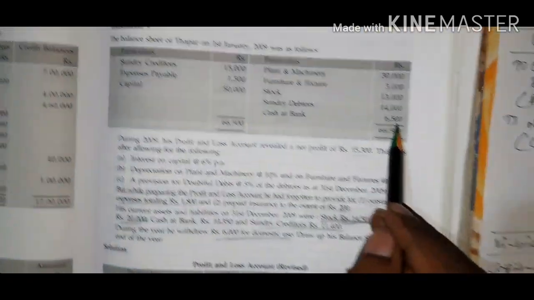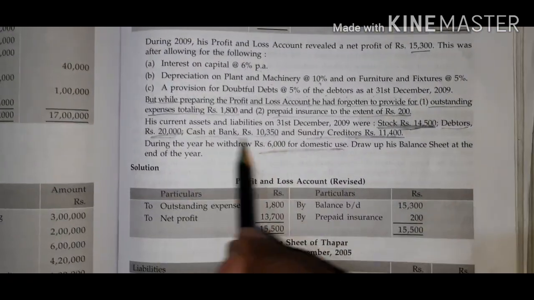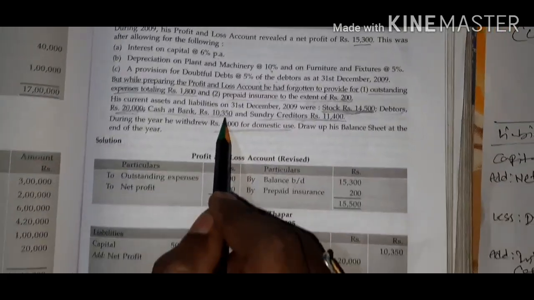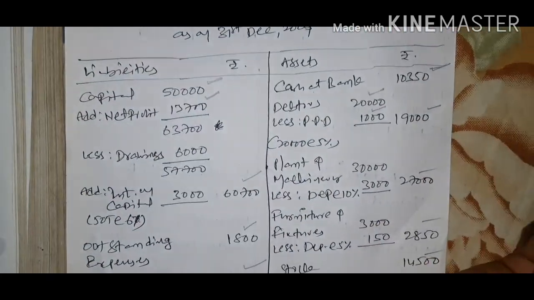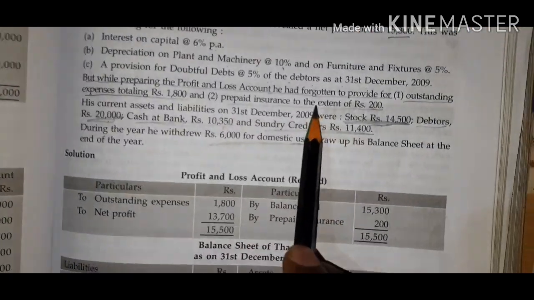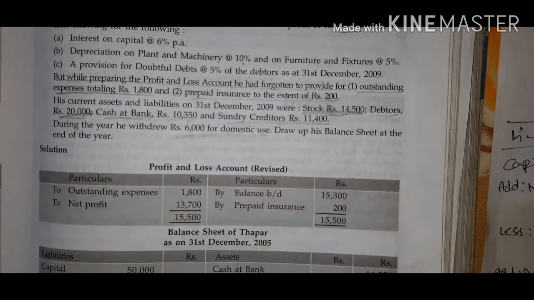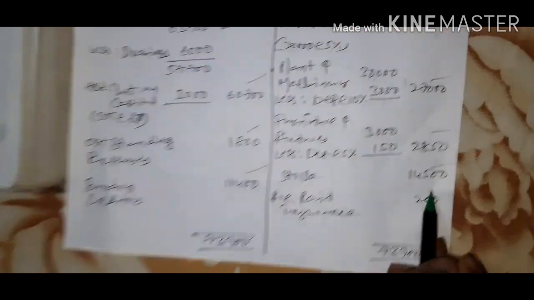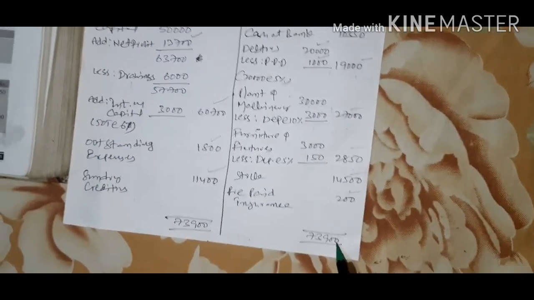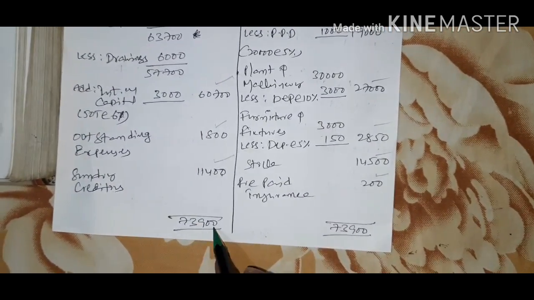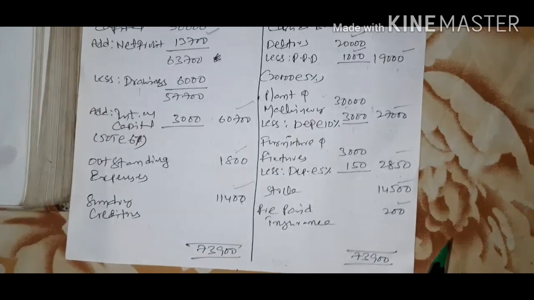Then we are given cash at bank here. The cash at bank figure is also a closing figure, friends, 10,350, and the same will be shown directly on the asset side of the balance sheet, friends. Then prepaid insurance that we need to adjust will be shown as an asset on the face of the balance sheet, that is rupees 200 prepaid insurance. Then the total is 73,900. The balance sheet is tallied, friends.